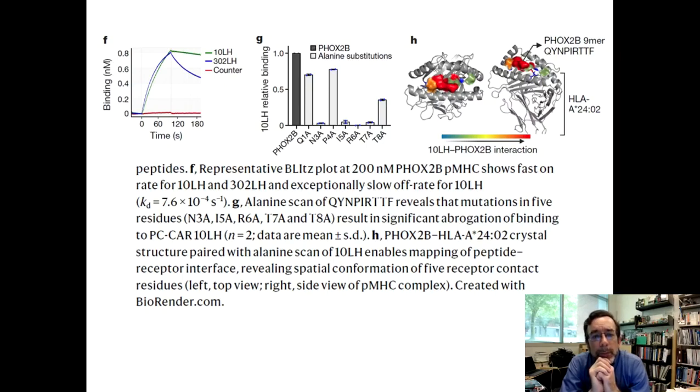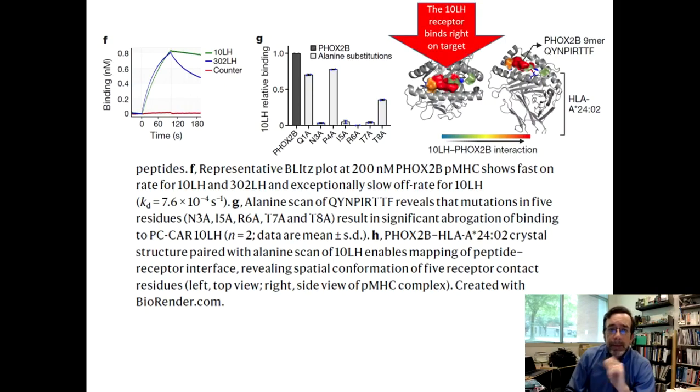But you see all the ones where it really cares whether it's alanine or not, they color those red, and those show up right in the middle of the molecule. If you look at part H, all these red residues mean that if you mutate them to alanine, you blow up the nice binding that they see. So it really cares about having these particular residues right in the middle of the target. In other words, the T cell receptor is binding right where they expect it to, and they can even see that all those residues that should be important are indeed important.